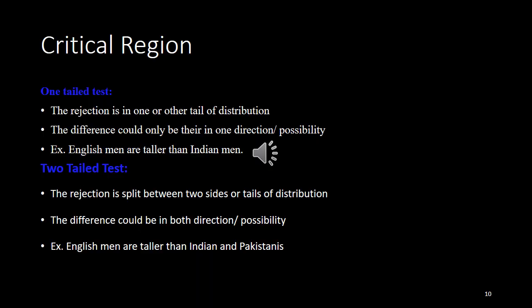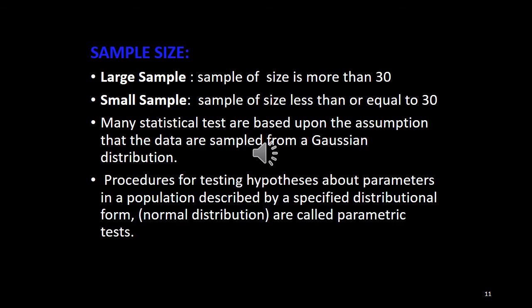So if we see it technically, the critical region for a one-tail test means rejection is in one or the other tail of the distribution, just like Englishmen are taller than Indian men, and in two-tail tests rejection is split between two sides or tails of the distribution, like Englishmen are taller than Indians and Pakistanis. Now here we are at the main point of testing the hypothesis.